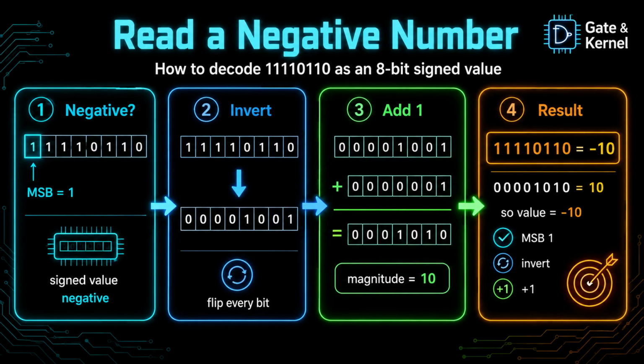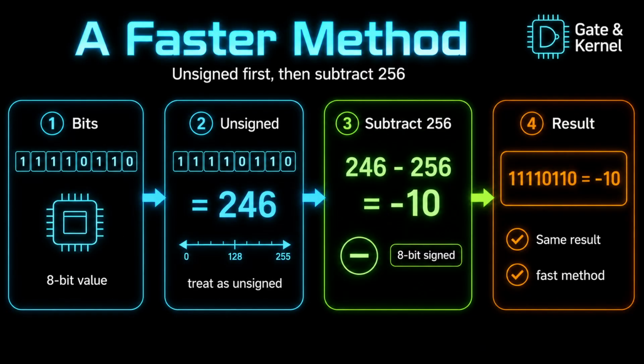Chapter 11. How to read a negative 2's complement number. Suppose we see 11110110. We know it is an 8-bit signed value. Because the most significant bit is 1, the number is negative. To find its magnitude, reverse the 2's complement process. Invert every bit: 00001001. Then add 1: 00001010. That is decimal 10. Therefore, 11110110 represents -10.